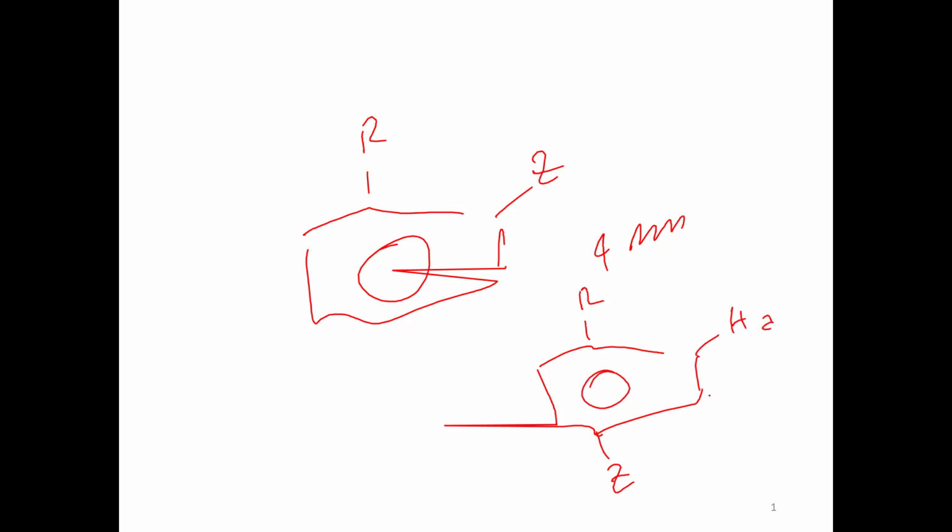You have HA and HB. Let's call them like that because we make it symmetrical. So HA is a doublet. HB is a doublet, but they are different. The doublets are different chemically according to the electronegativity of R or Z, depending on which is the most electronegative.